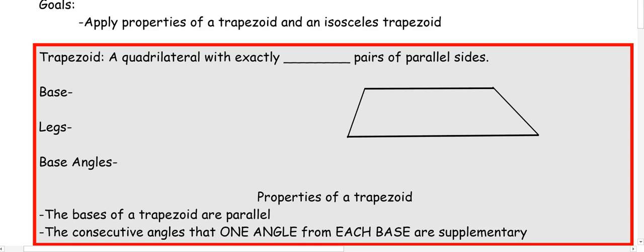This video is about applying the properties of a trapezoid and an isosceles trapezoid. So a trapezoid is different than the parallelogram, rectangle, rhombus, and square because a trapezoid is a quadrilateral with only one pair of parallel sides. So the base is going to be the two parallel sides of our trapezoid.